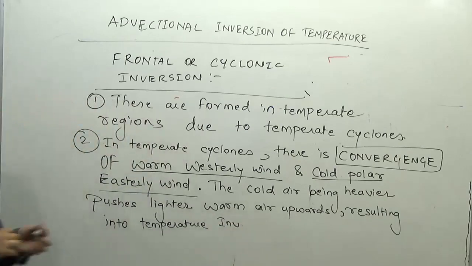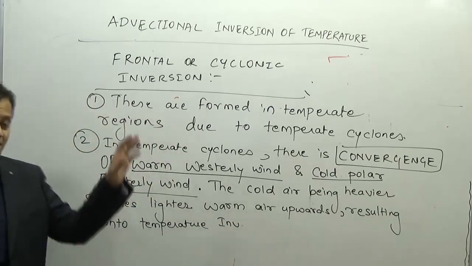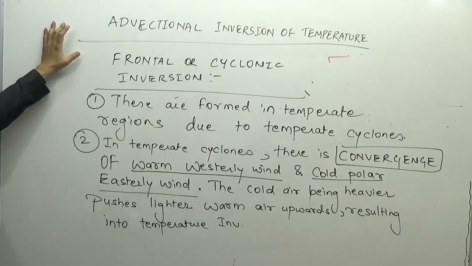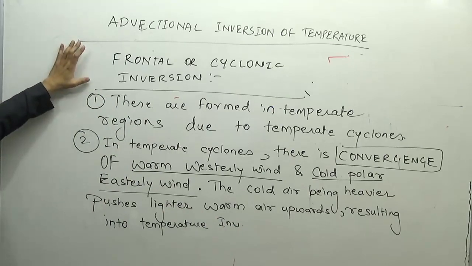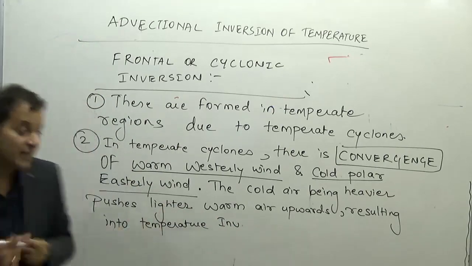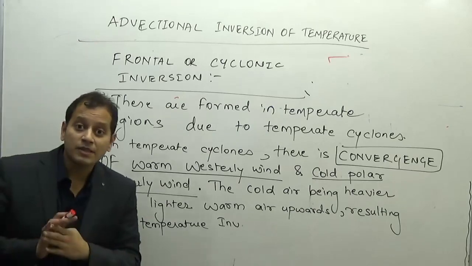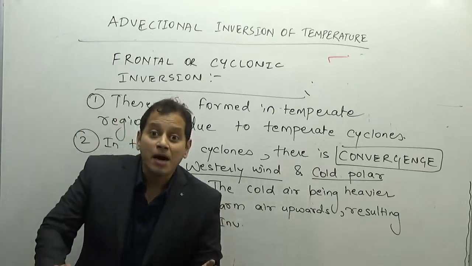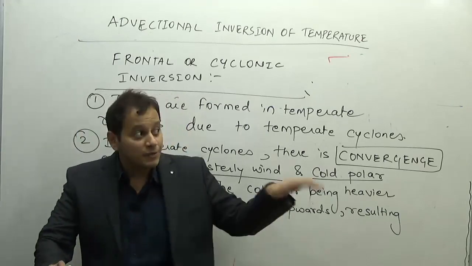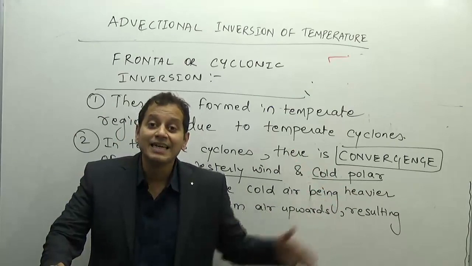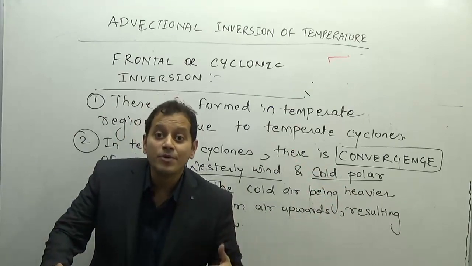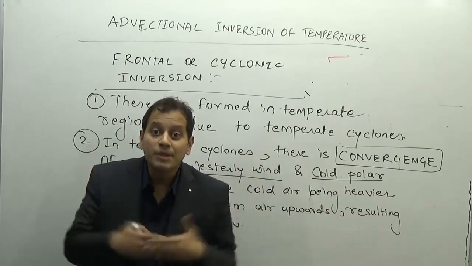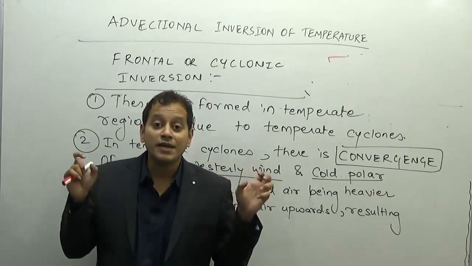So, what you have to remember here, it is a part of an advectional inversion. One is the frontal or cyclonic inversion. Now again, I am repeating, they are formed in the temperate regions. Why in the temperate regions? Because they are the part of temperate cyclones. Now, while doing the cyclones, we will study that temperate cyclones are formed due to convergence or coming together of two different kind of winds.